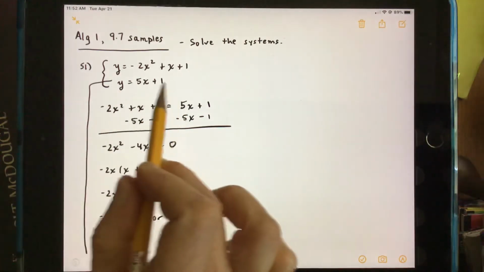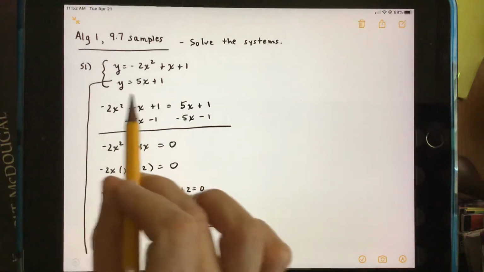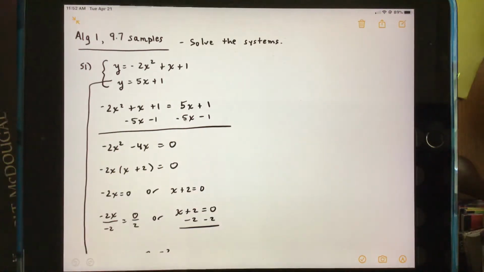If we were to graph this, we would get a parabola. And the linear equation, if we were to graph this, we'd get a line. So we're looking for where this parabola and this line intersect at no points, 1 point, or 2 points. Well, for this particular problem, we're going to find 2 points where this line intersects the parabola. Let's see how we do it.